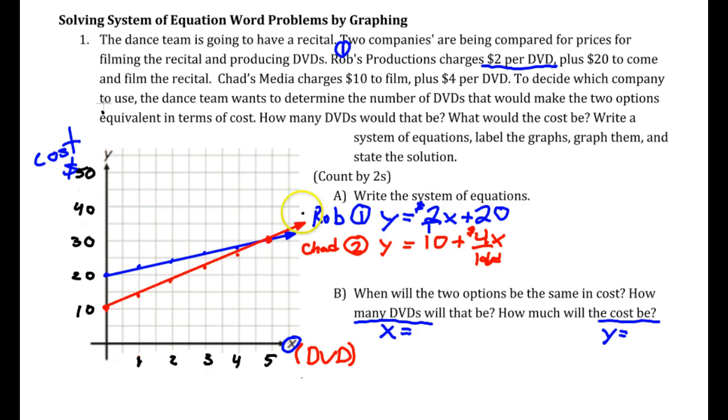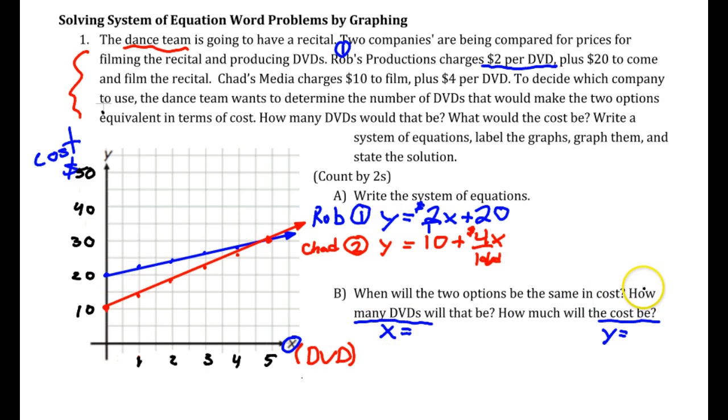So here you can see that break-even point. From 1 DVD to 5 DVDs, Chad, the red one here, is cheaper. If this dance team only wanted 5 DVDs, they would totally go with Chad's company, because you can see this line is below, which means it's less expensive. But after 5 DVDs, Chad's is more expensive. So if they're going to make more than 5 DVDs, they better go with Rob's company.